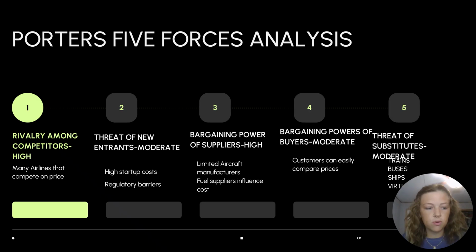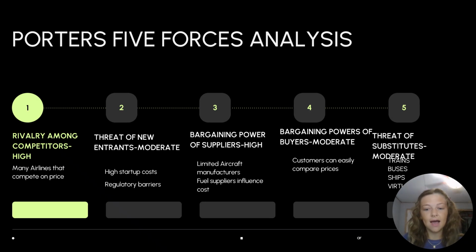So here is my Porter five-force analysis. Rivalry among competitors is high. Many airlines compete on price. If you just look up flights to, let's say, New York right now, you'll get hundreds of options to take you there. And they're all trying to give you, this is the best deal, this is the best deal, this is the best deal. So that's kind of there. Threat of new entrants is moderate. It's very costly to start up an airline, as you consider, and there's a lot of barriers that you have to follow, a lot of restraints.